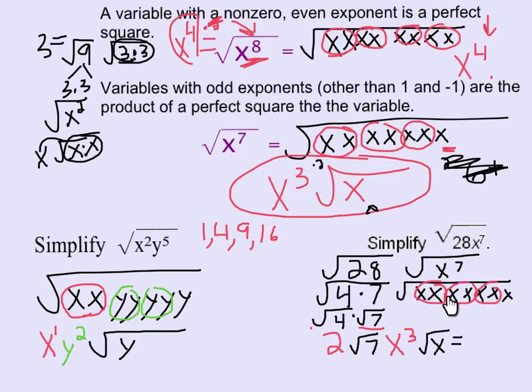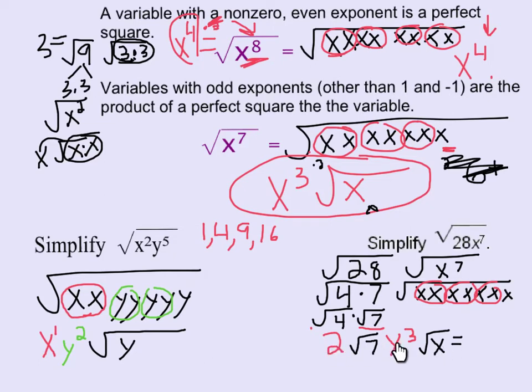Okay, I ended up with 3 pairs of x's. So here's 1 pair, 2, 3. So now they can come out. If you pair up, you can come out. So they come out, and I have x to the third to represent 3 pairs, but there's still 1 x underneath the radical. So it's right here.